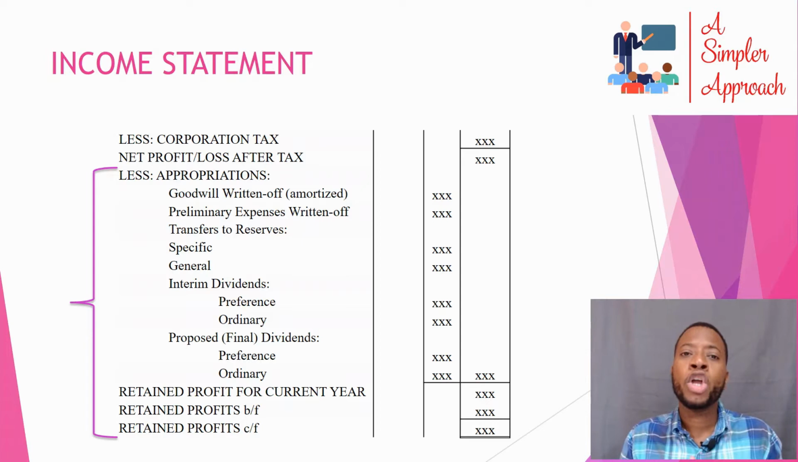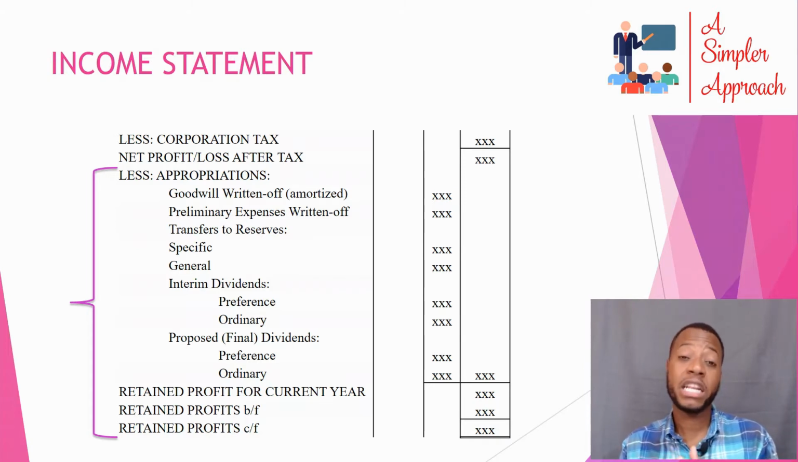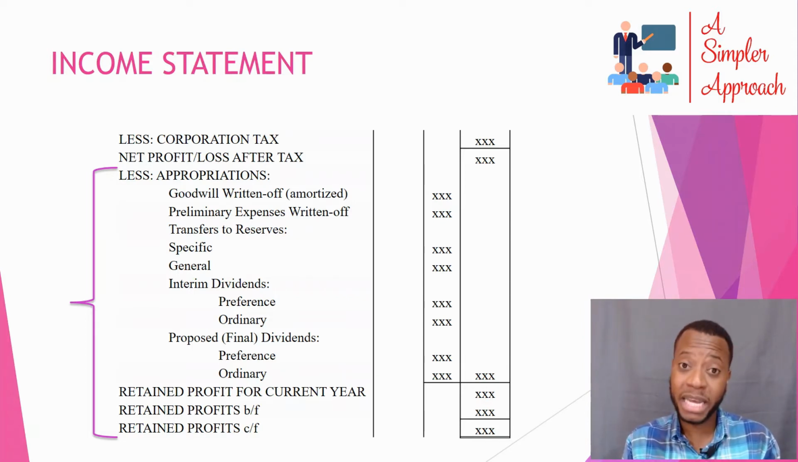Interim dividends. Now remember, when we spoke about dividends in part 1 of this topic, we spoke about interim dividends being dividends that are paid to shareholders during the year. Okay? Those dividends are placed in the appropriation account. Proposed dividends are one of two things. One, dividends that are paid at the end of the financial year, as in they are proposed by the director to be paid.